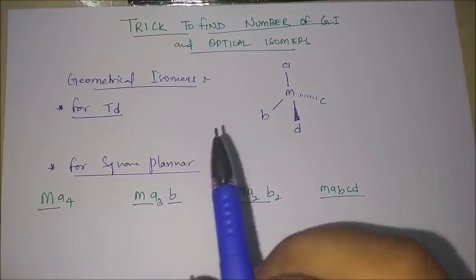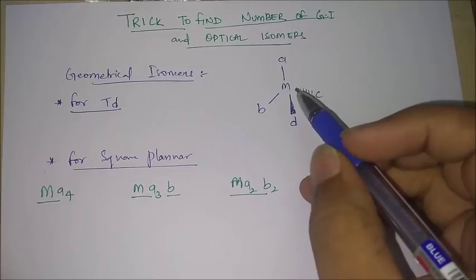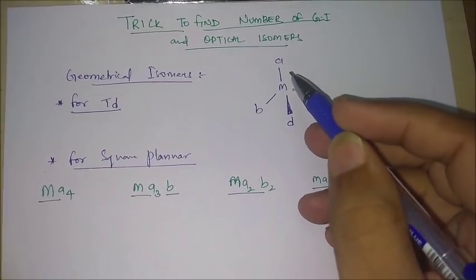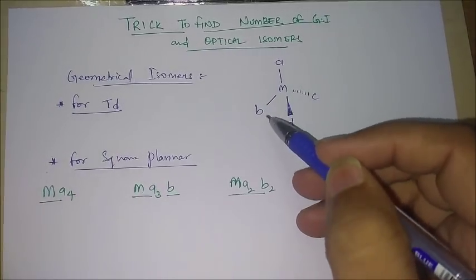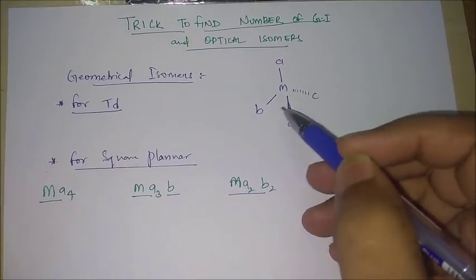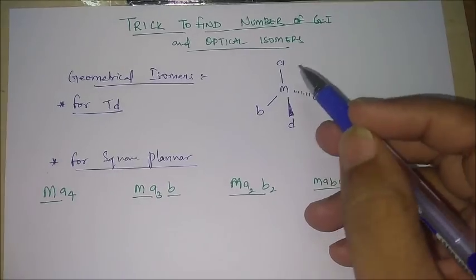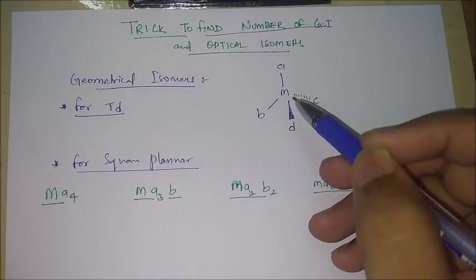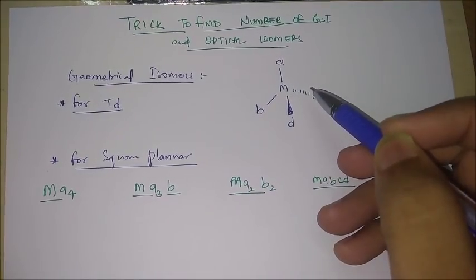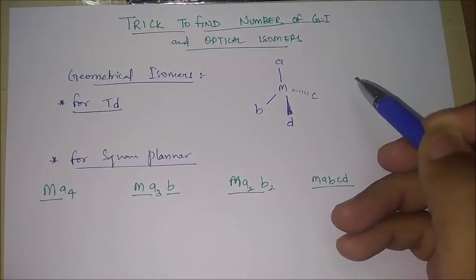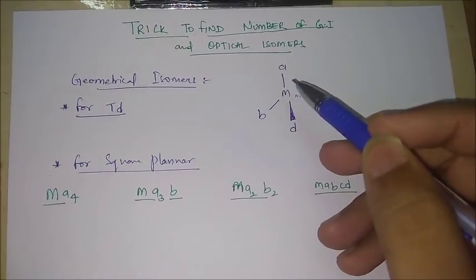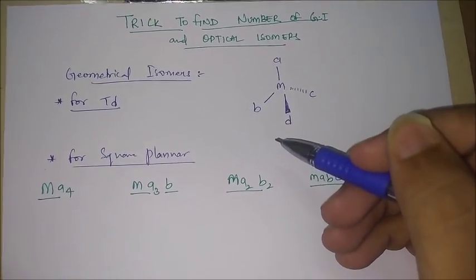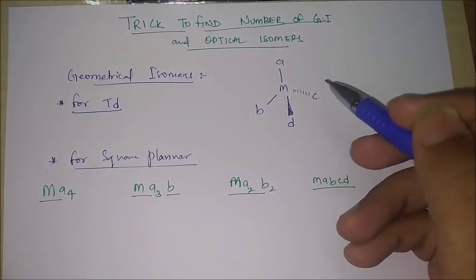Now, what is a geometrical isomer? Geometrical isomer means if you have a certain complex, and in space you change the position of the ligands, and you get a different complex, that means if the angles between the ligands can be changed, then that results in another isomer that has the same molecular formula but a different arrangement in space, and that is called a geometrical isomer. So basically, geometrical isomers are of two kinds, that is cis and trans.